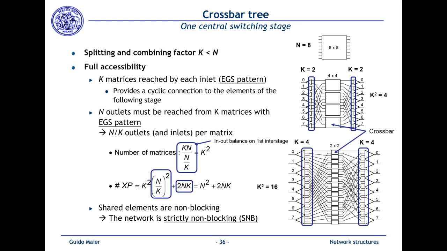What is the best if we want to implement the strictly non-blocking architecture using crossbar, crossbar tree, or this three-stage architecture? We have to compare the costs, basically.